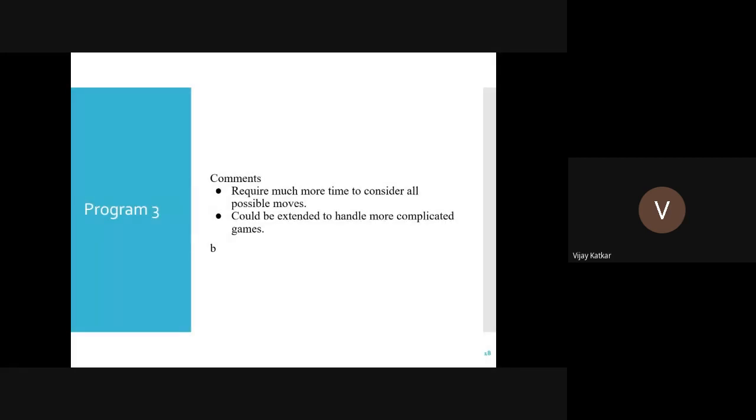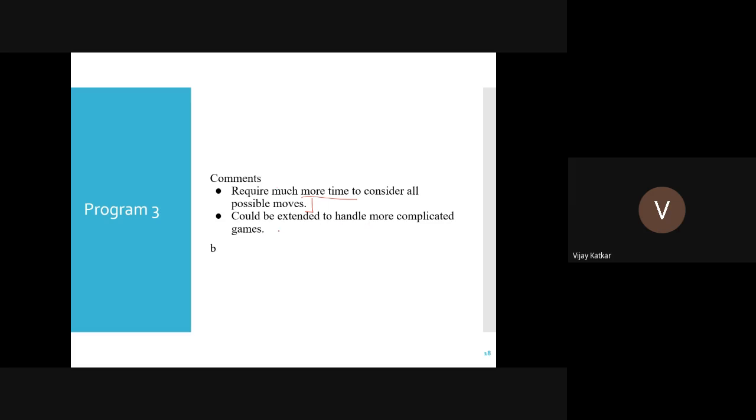See, what about this program 3? What are the comments? First of all, it requires much more time to consider all possibilities. If you are looking into 2 future moves or 3 future moves and analyze every move, check how it will hamper and all, and you want to give points to every move, then definitely you require more time. So this is the first observation, but it could be extended to handle more complicated games.